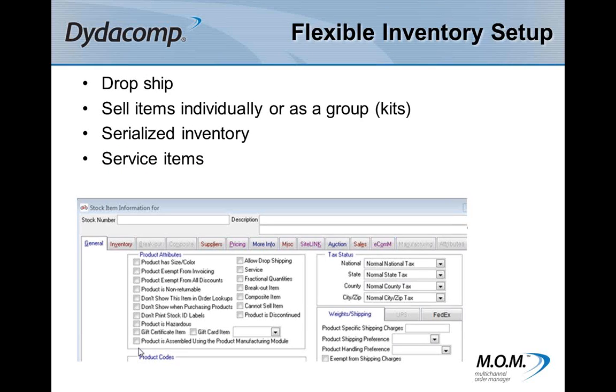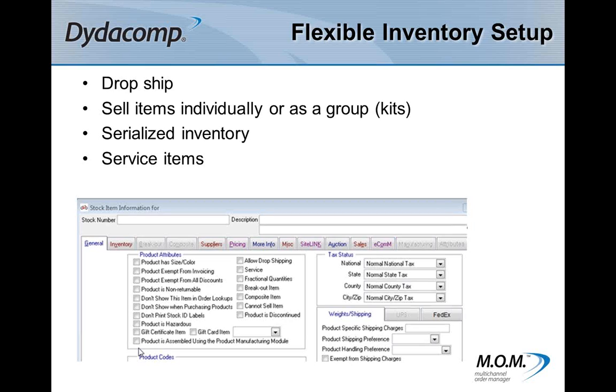Inventory can be set up in a number of different ways. You can set it up as dropship items where you're not actually storing the item in your warehouse. You have another vendor that ships and invoices a customer for you. You can sell the item individually as an individual stock item or as a group or a kit. So you might sell gift baskets for corporate gifting. You may also have, say, a bicycle that you're assembling. You may want to keep track of the parts, like the wheels and the frame, but you want to sell it as a whole unit, a bicycle.